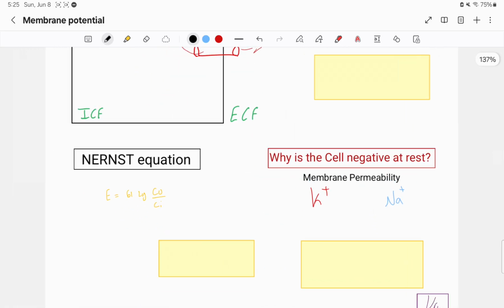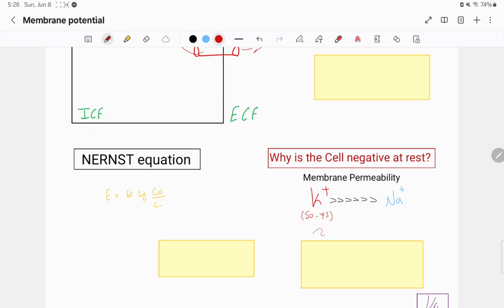It has to do with membrane permeability to these ions. The membrane is so much more permeable to potassium at rest than it is to sodium. In fact, and these numbers are estimates, obviously, but it's been said that the membrane is 50 to 75 times more permeable to potassium than it is to sodium. Okay, but what does permeability really mean?